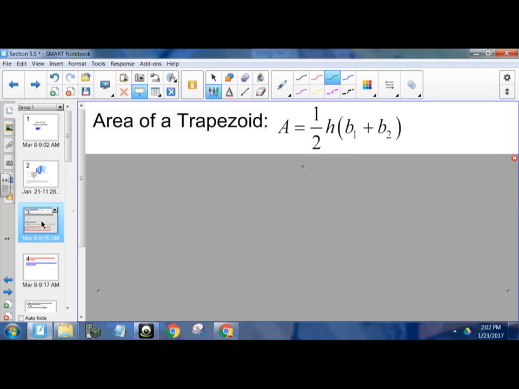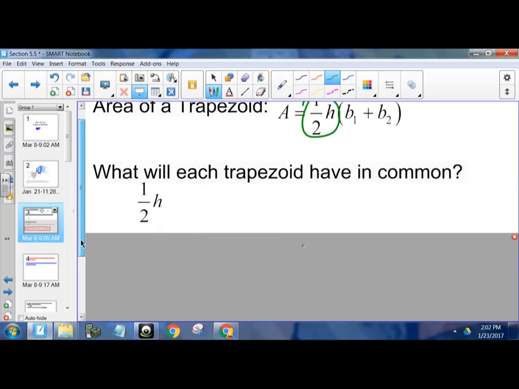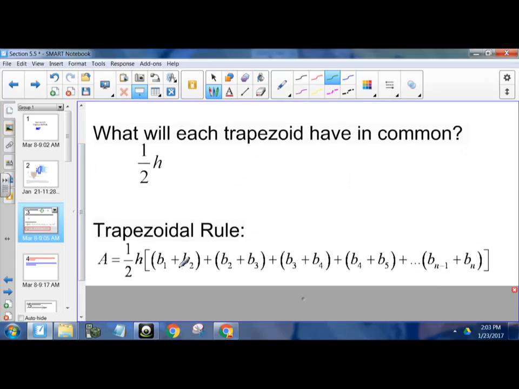Well, let's start with this. What are these trapezoids going to have in common? They're all going to have the 1/2 height in common, right? 1/2 times the height. So if you factor that out, it brings up the following formula: 1/2 times the height times the sum of all the bases. But interestingly enough, B2 is going to be located twice. B3 is going to be located twice. B4 is going to be located twice. All of them are going to be located twice except the first base and the last base.